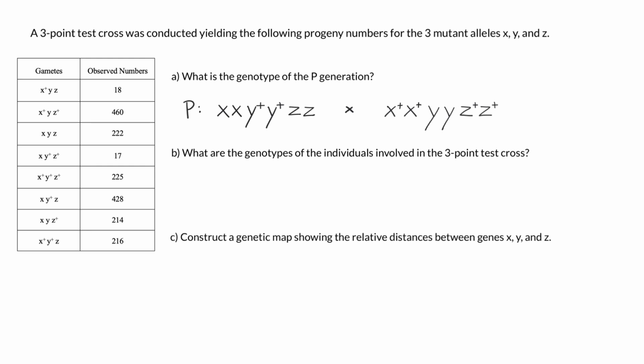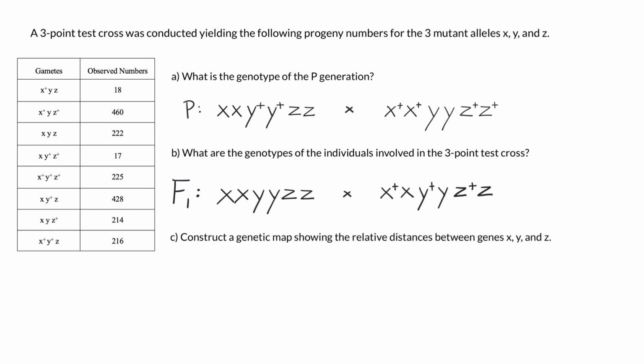Now in part B, we are asked what are the genotypes of the individuals involved in the 3-point test cross. Remember that a test cross is a cross between a heterozygous individual and a homozygous recessive individual. And so, in this case, one of the individuals in this cross will have 2 recessive alleles for all 3 traits, and the other individual will be heterozygous for all 3 traits, our trihybrid individual, and this will represent our F1 generation.